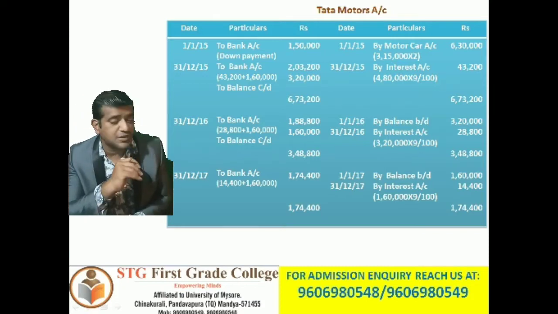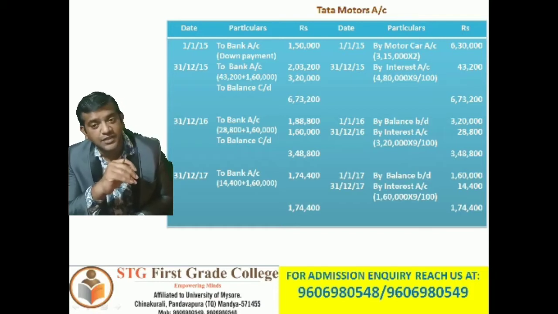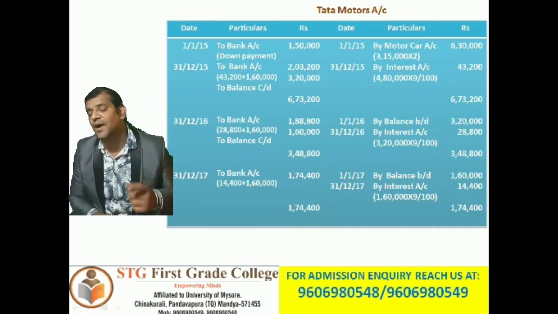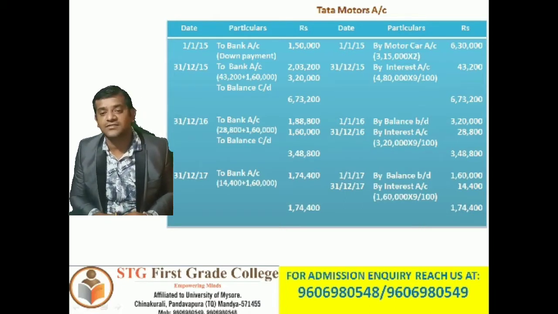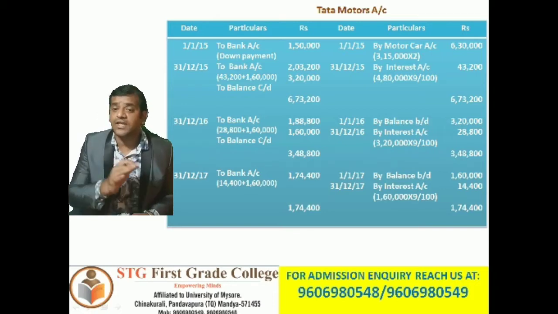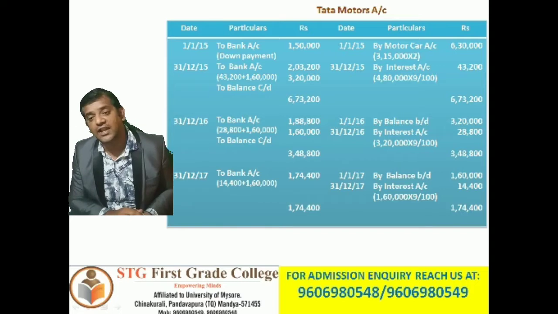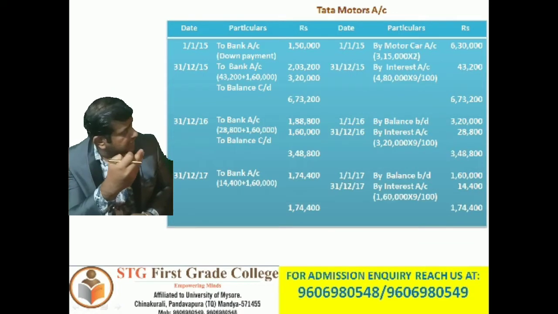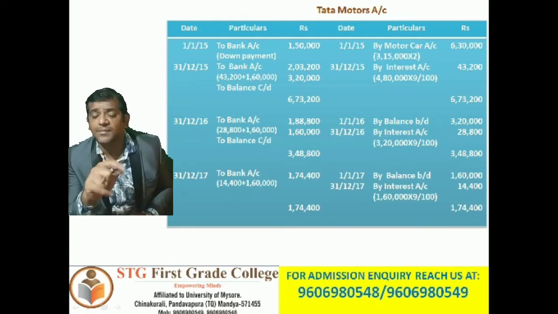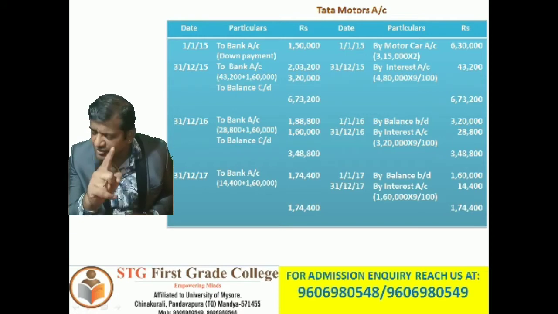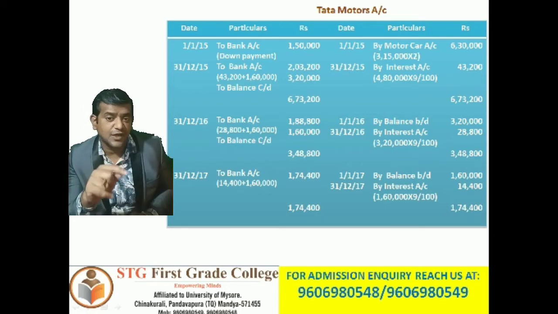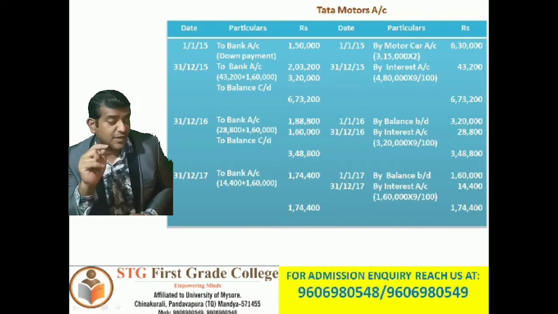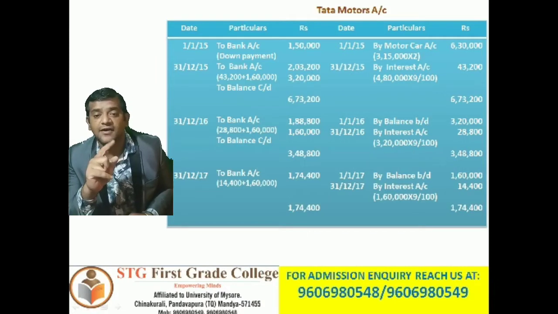So next year, that is 1/1/2016, by balance brought down 3,20,000 and 31st/12/2016 by interest account, open bracket and write 3,20,000 into 9 divided by 100. So that comes to 28,800. Now total both, the balance brought down and interest account, that comes to 3,48,800. So now go to the debit column. 31st/12/2016 to bank account, second installment. What is the interest we have identified? Absolutely correct, 28,800 plus 1,60,000. So how much are you going to get? 1,88,800. Clear? So now 3,48,800 minus 1,88,800. So the balance carried down will be 1,60,000.